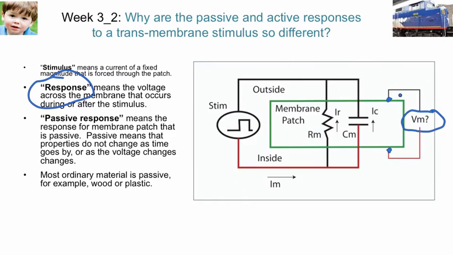Within the membrane, lots of things are happening. We don't know what all those are. We're just measuring the voltage on the inside edge and the outside edge. When we talk about the passive response, that means the response when the tissue is passive, not changing its properties over time.